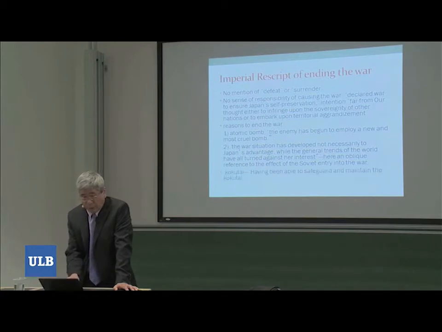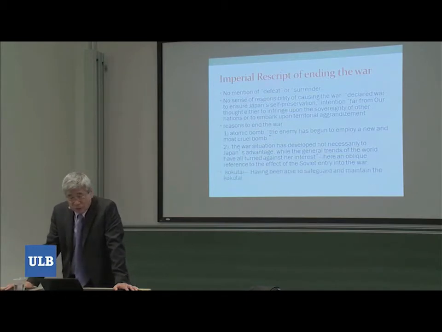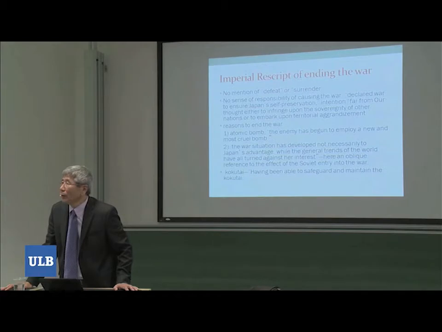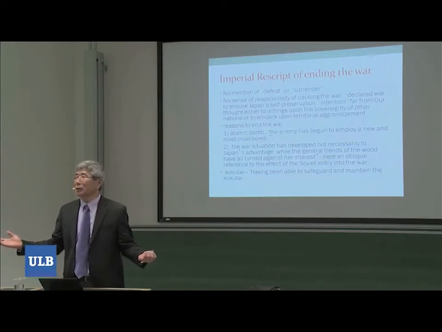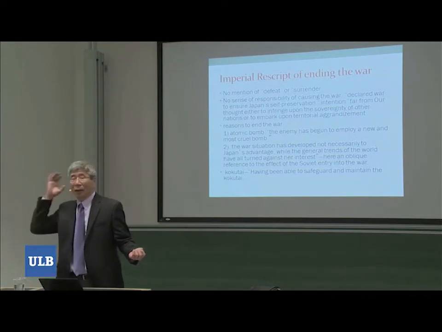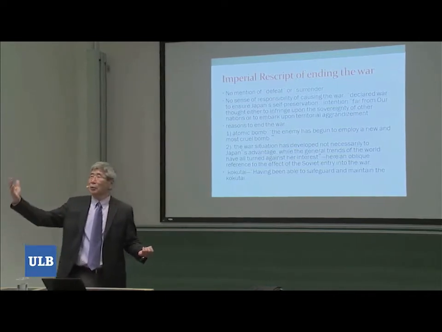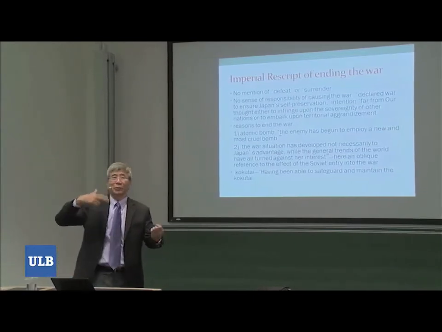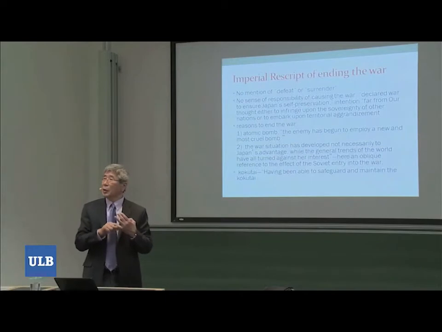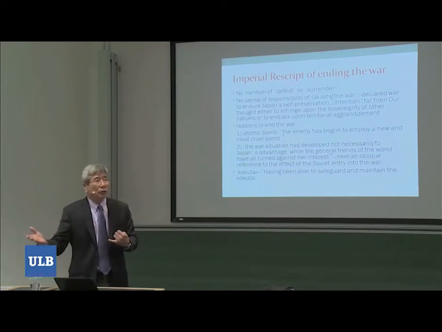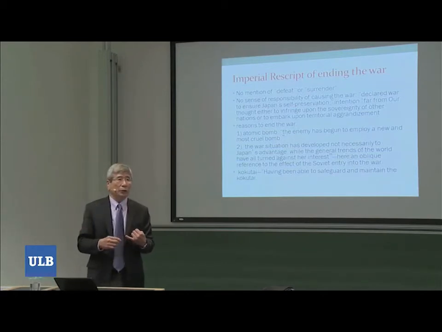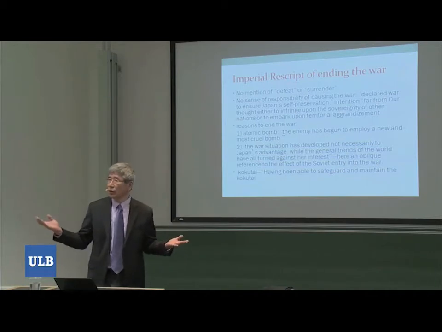And then finally, this broadcasting says, having been able to safeguard and maintain the Kokutai, we decided to end the war. Well, how on earth does he know that? Did he know that he can maintain the imperial house? I mean, Kokutai, right? Because that's really up to the supreme commander, right? But this is the pretension, the fiction that he made. We managed to maintain Kokutai, therefore we ended the war. So this is the message to the Japanese people, particularly the soldiers and sailors, that we maintained Kokutai, right? This is a fiction.